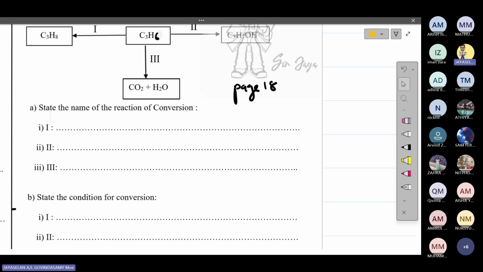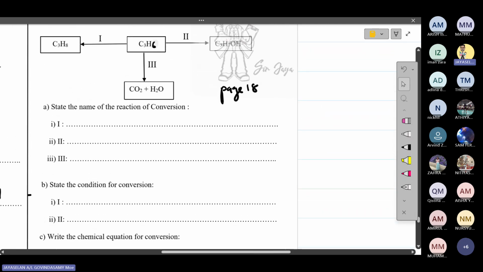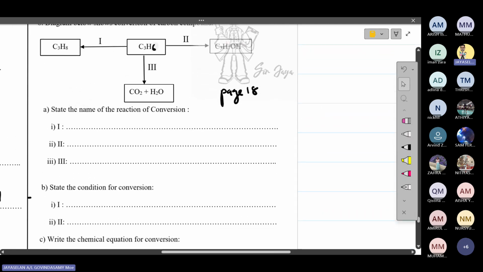Okay, number A done. Number B. State the condition required for conversion number 1 and 2. Very easy.